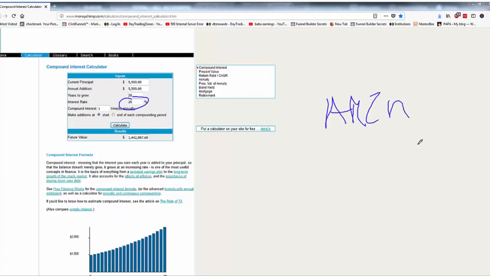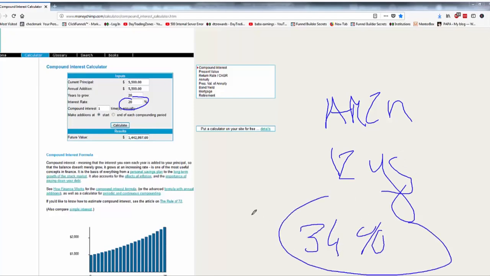Amazon, for the past 12 years, has compounded 34% annually. So it beat Warren Buffett's rate of return by 14%. So those stocks exist. You need to do your homework.